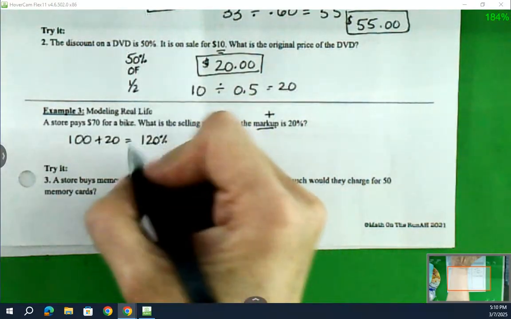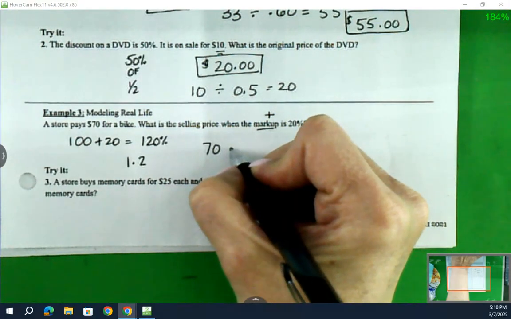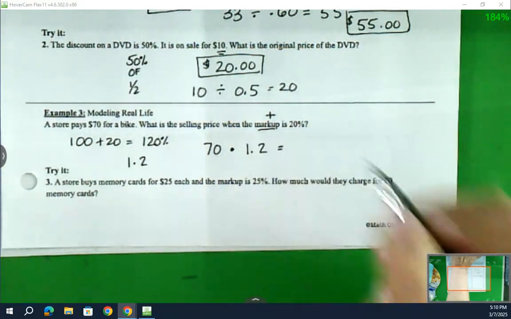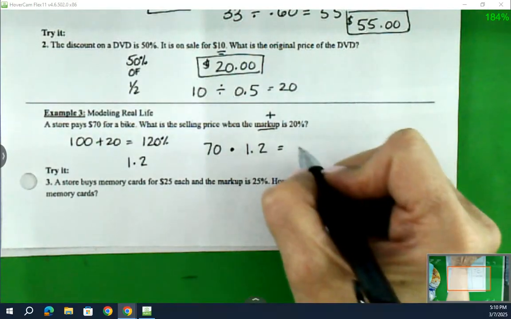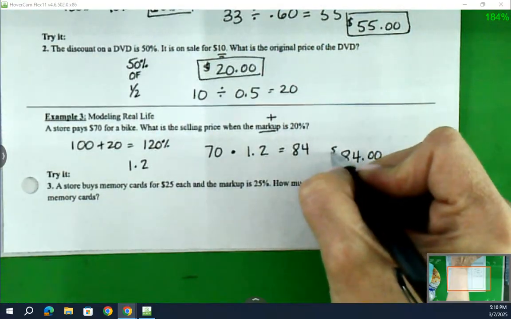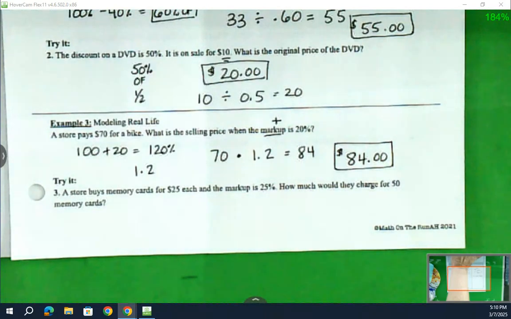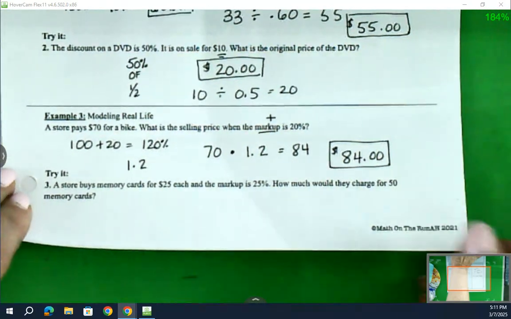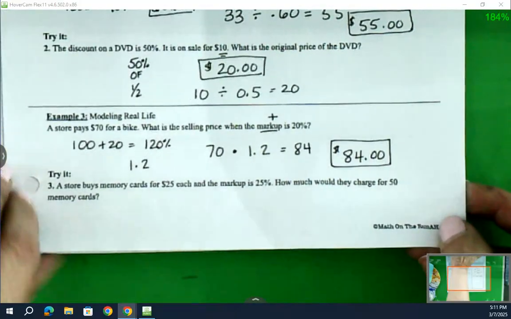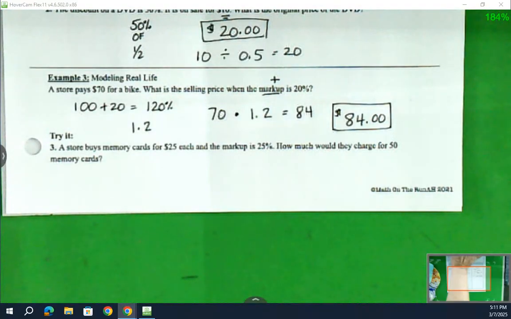So 120% is 1.2. We're going to take our $70 times 1.2, and when we multiply that out, we get 84. So the markup price is $84, and that way the store makes 20% profit on the item that they're selling. Okay, you have a try it question number 3. And then after you're done pausing it, you can come back and check your answer.